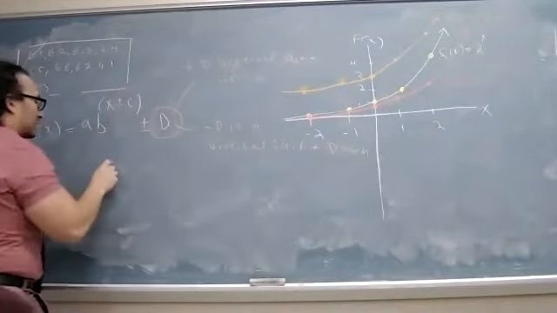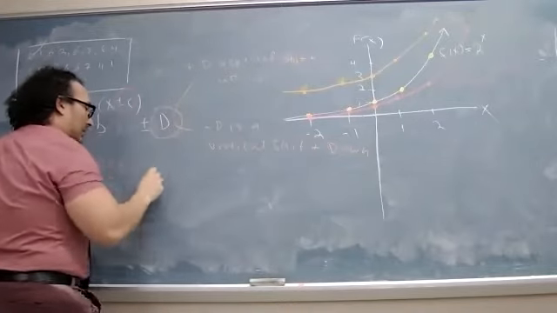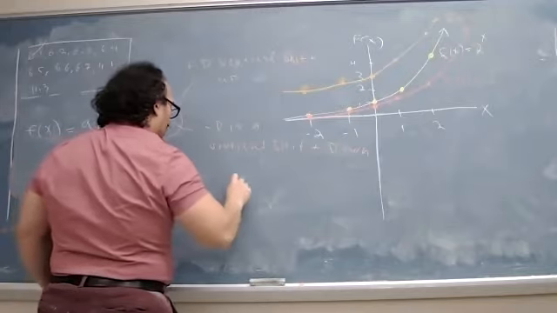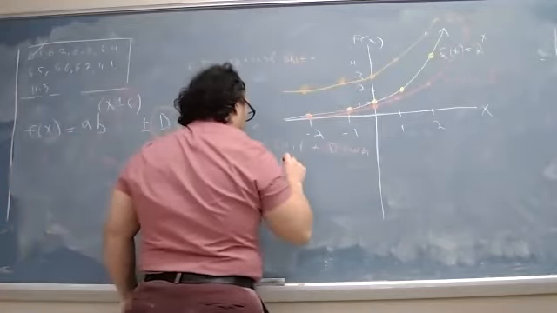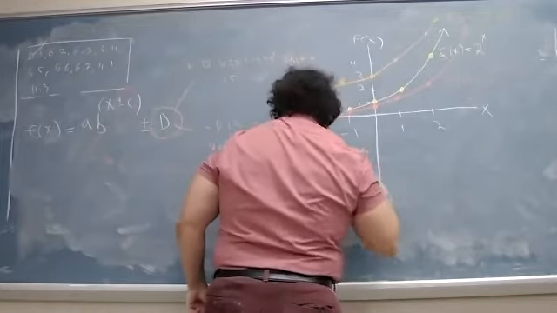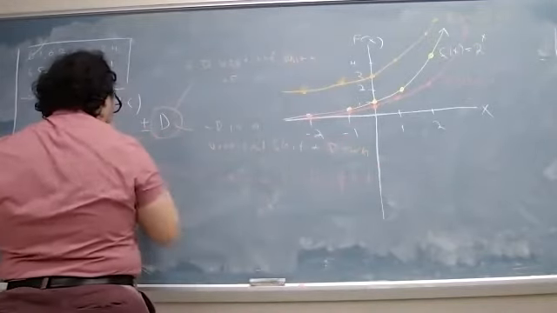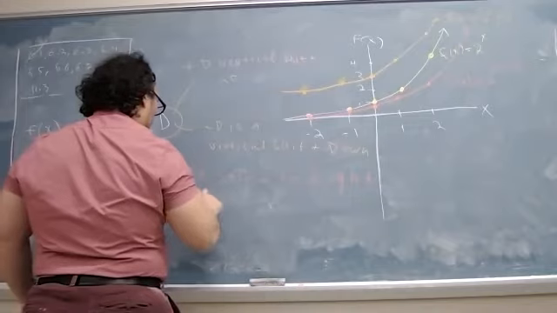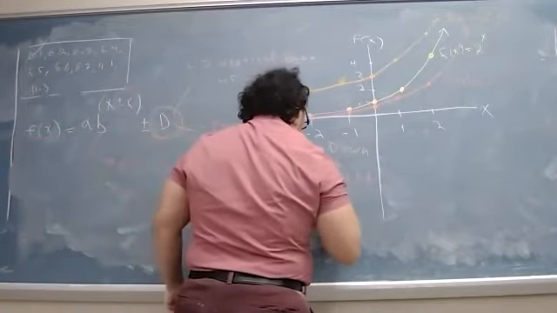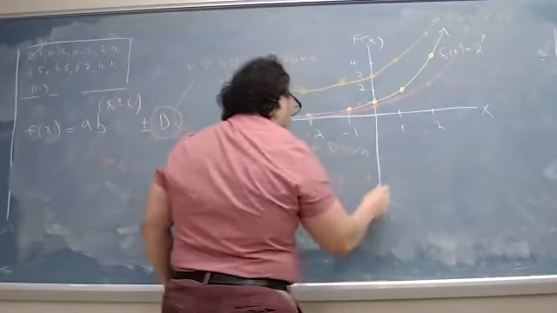Is plus or minus c. Minus c is a horizontal shift to the right. And plus c is a horizontal shift to the left.